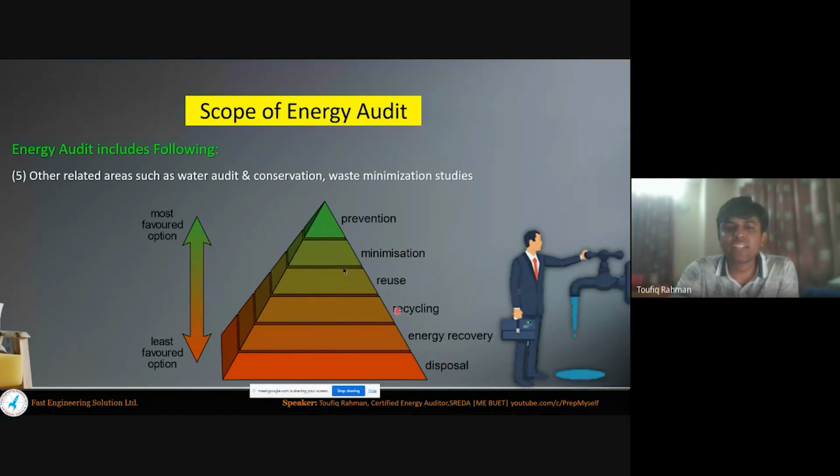You can see that prevention is always the most favorable option. What are these people doing? These people are trying to stop the dripping of water. So this is prevention. The most favorite option is always prevention, then minimization, then reuse, recycling if it is possible, energy recovery, and lastly, disposal. So if it is not energy efficient, you can dispose of it and make a new one.